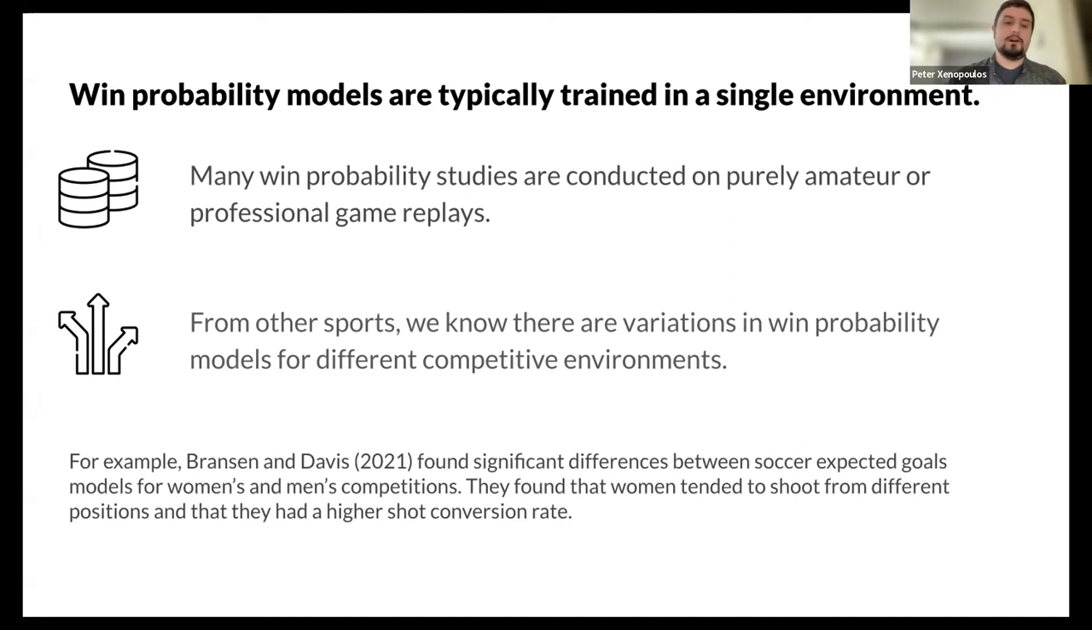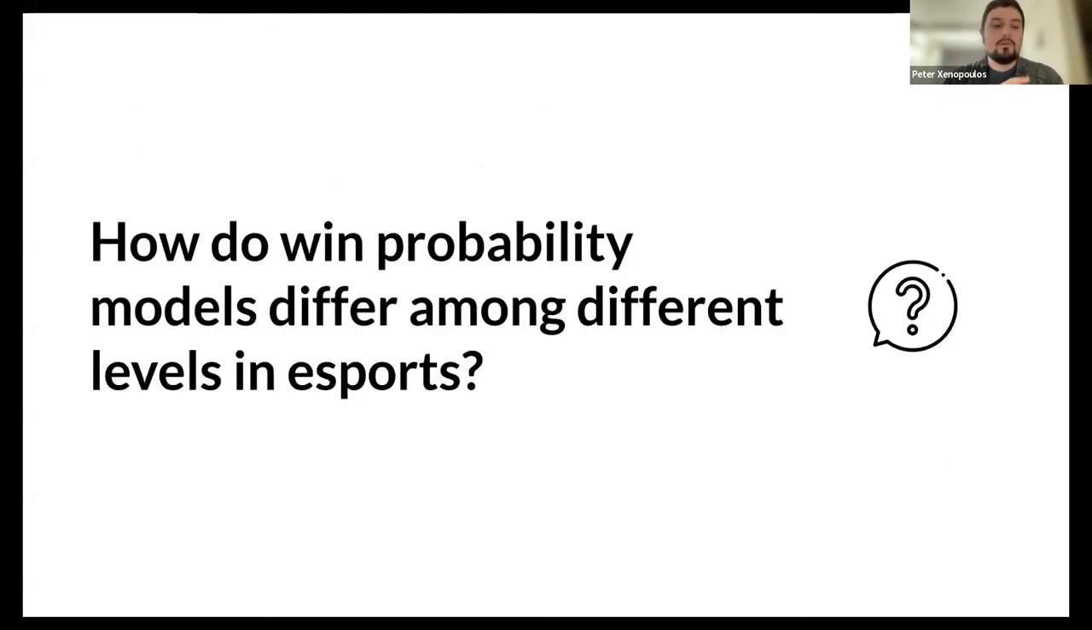And they created these models on women's soccer data and men's soccer data. And they found that the models performed quite similarly to each other if you looked at them based on log loss or the classical metrics. But if you dug a little bit deeper, you found situations that varied significantly. For example, they found that women tended to shoot from different positions, and these positions had slightly higher shot conversion rates. So this type of study is missing in the esports community. And so the main question we're trying to address here is, how do these win probability models in esports differ among the various competitive levels?